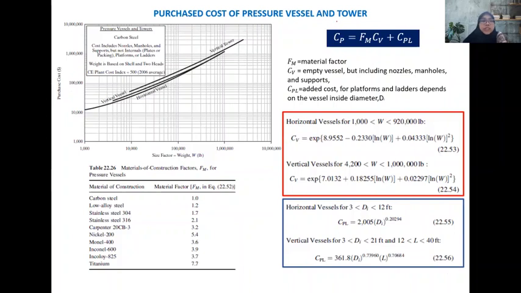Okay, how about the pressure vessel and tower? It is based on this equation, the material factor times the cost of the vessel times the additional cost, such as if the tower is for absorption. So for absorption, we may consider the cost of the packing material inside the tower. So it gives you the value of CP, or the purchase cost, or you may refer to the value of the base cost from this diagram as well.